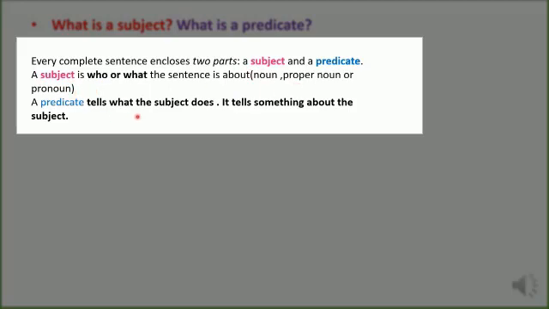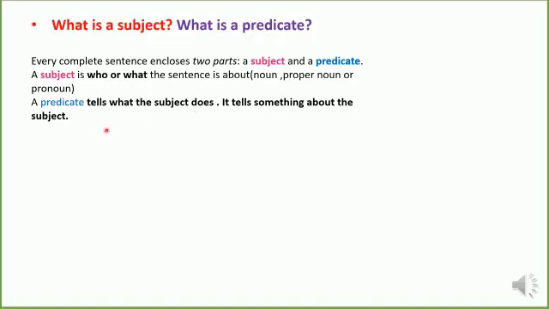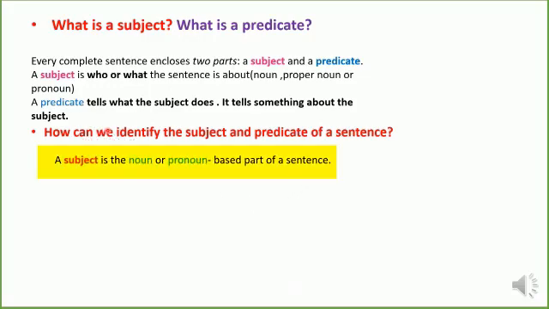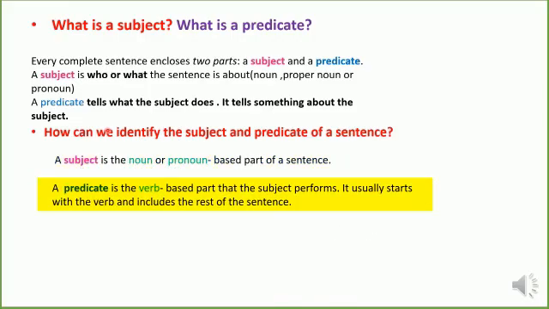A predicate tells what the subject does. It tells something about the subject. The predicate is the part that contains the action. How can we identify the subject and the predicate in a sentence? Simply, a subject is the noun or pronoun-based part of the sentence, whereas a predicate is the verb-based part of the sentence because it includes the verb and the rest of the sentence.